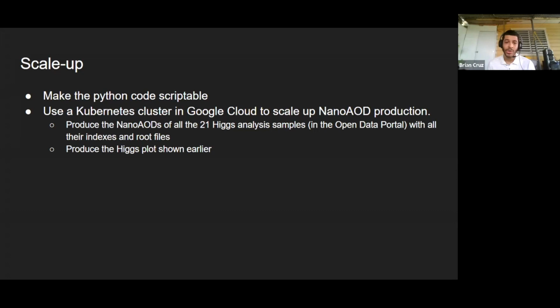And I've been trying to understand how to run a Kubernetes cluster in Google Cloud to scale up the NanoAOD production. I showed early on in the presentation that I only took 1 AOD sim, 1 Higgs analysis sample out of the open data portal. And so there are 20 more samples, but I will need powerful computing to be able to produce the NanoAODs and then run the analysis on those samples.